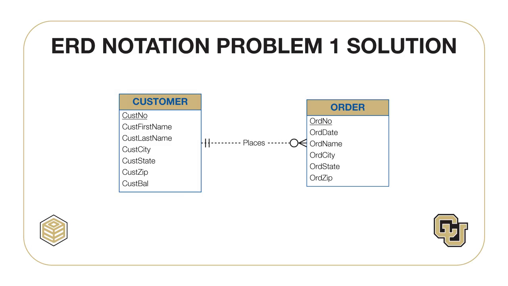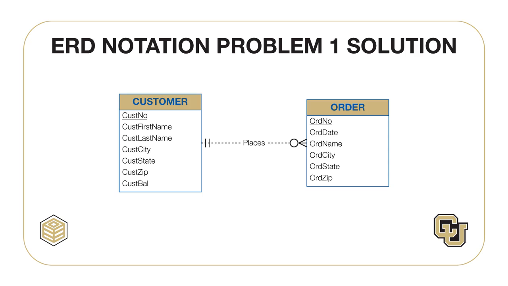This diagram shows the solution for problem 1. Because most of the solution follows directly from the problem narrative, I will not go over it in detail. The specification for an order is optional for a customer is shown by the minimum cardinality symbol of a circle, meaning 0, near the order entity type. The specification, a customer is mandatory for an order, is shown by the perpendicular line near the customer entity type, denoting a minimum cardinality of 1.